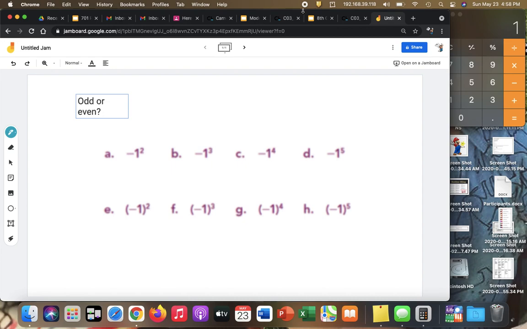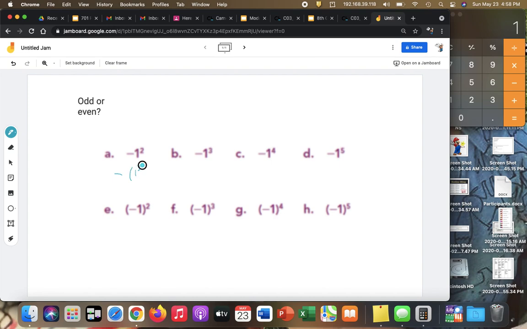For this problem set, it's just 1, powers of 1, which means the answer is always 1. So the question is, is it odd or is it even? Let me break it down for you guys. A, B, C, D, and E, there's no parentheses. So it's going to be negative whatever the answer to 1 to the second power is.